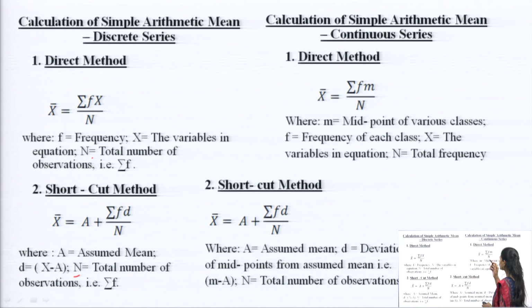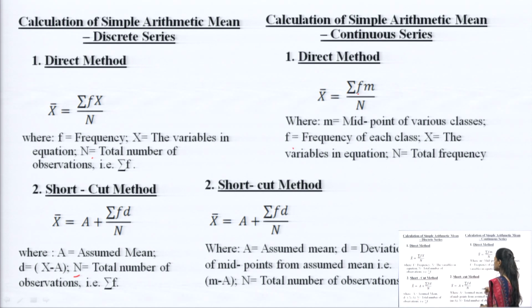In the same manner in continuous series as well, what is a continuous series? A continuous series is a series in which the class intervals are given. So, in those types of questions, there is one direct method and the other is called the shortcut method. The direct method talks about frequency into m. What is m? m is the midpoint of various classes. We'll do it further in the next question.